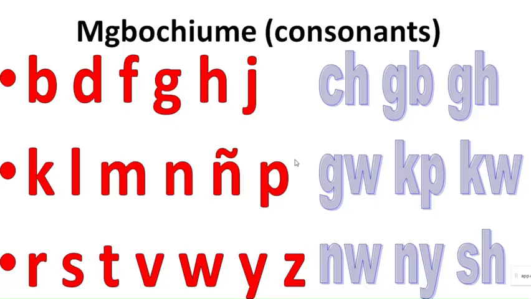So in the next class, we are going to use these consonants, Mgbochi Ume, to form words, just like we did in Igbo vowel.